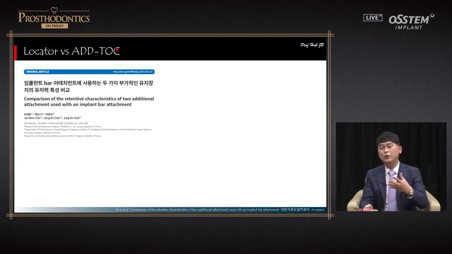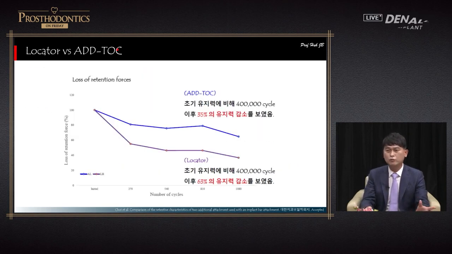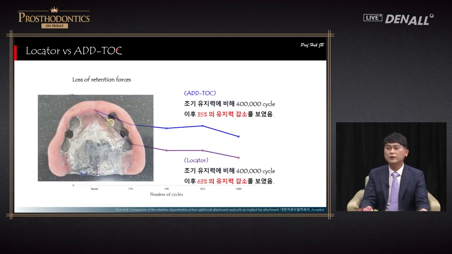Each of them has merits and demerits, and they can be worn down. However, if the bar is fitting with the prosthesis and if it doesn't move, the retention of Locator or ADD-TOC can last very long according to the study we conducted. Let me just skip this comparison data.